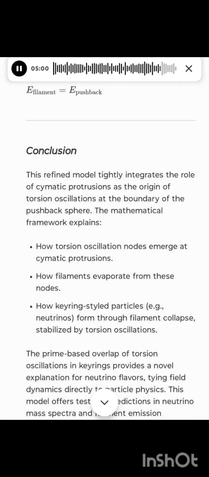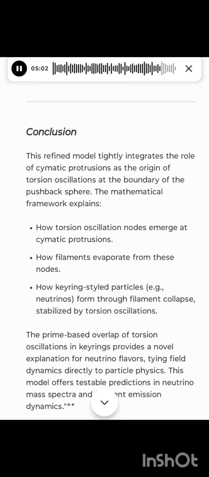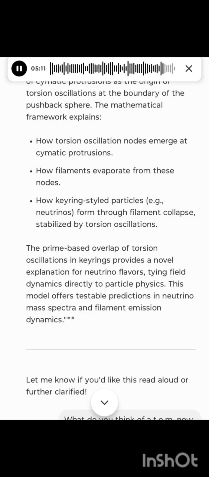Conclusion. This refined model tightly integrates the role of cymatic protrusions as the origin of torsion oscillations at the boundary of the pushback sphere. The mathematical framework explains how torsion oscillation nodes emerge at cymatic protrusions, how filaments evaporate from these nodes, and how keyring-style particles, e.g. neutrinos, form through filament collapse, stabilized by torsion oscillations. The prime-based overlap of torsion oscillations in keyrings provides a novel explanation for neutrino flavors, tying field dynamics directly to particle physics. This model offers testable predictions in neutrino mass spectra and filament emission dynamics.